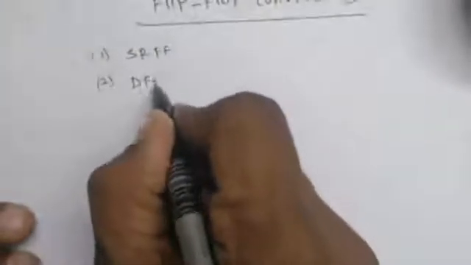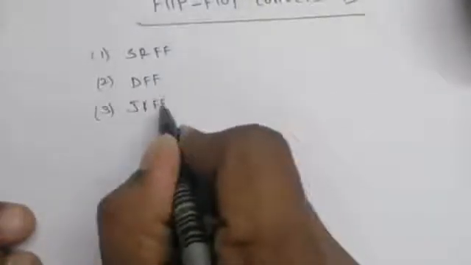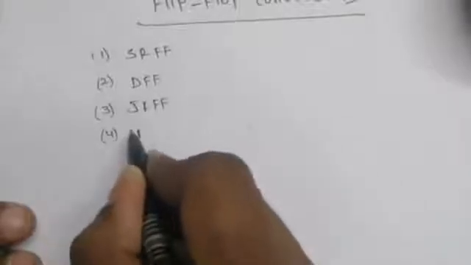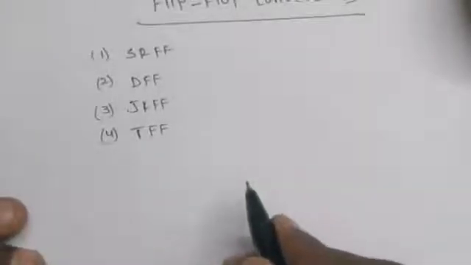Flip-flop conversions. How many types of flip-flops are there? First, we have to know that. First one is the SR flip-flop. Second one is the D flip-flop. Third one is the JK flip-flop. And fourth one is the T flip-flop. So we have to convert one flip-flop to another flip-flop.